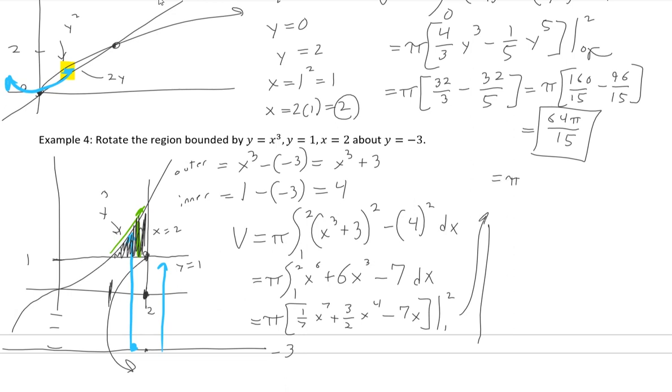We have pi times, if I plug in 2 into here, 2 to the 7th is 128 over 7, plus 2 to the 4th is 16, divided by 2 is 8, times 3 is 24, minus 7 times 2, which is 14, will give me a plus 10. And then if I plug in 1 into each of these, I get, well, just the coefficients. I get 1/7 plus 3 halves minus 7.